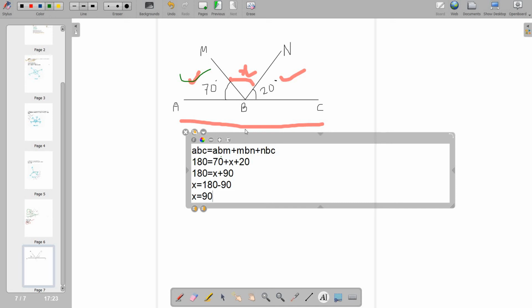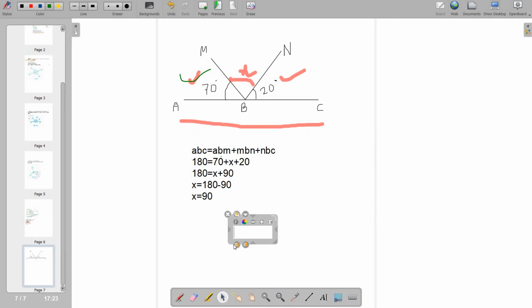That means angle MBN is a right angle. The value of MBN is equal to 90 degrees.